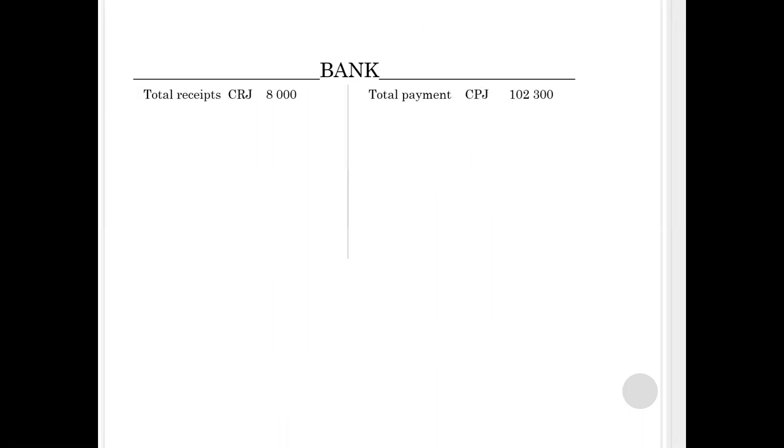But we're going to move to the bank account. That's going to look like this, where you're going to add up the totals on the debit side, and that will go to total receipts. And you add up the totals on the credit side, and that will go to total payments.